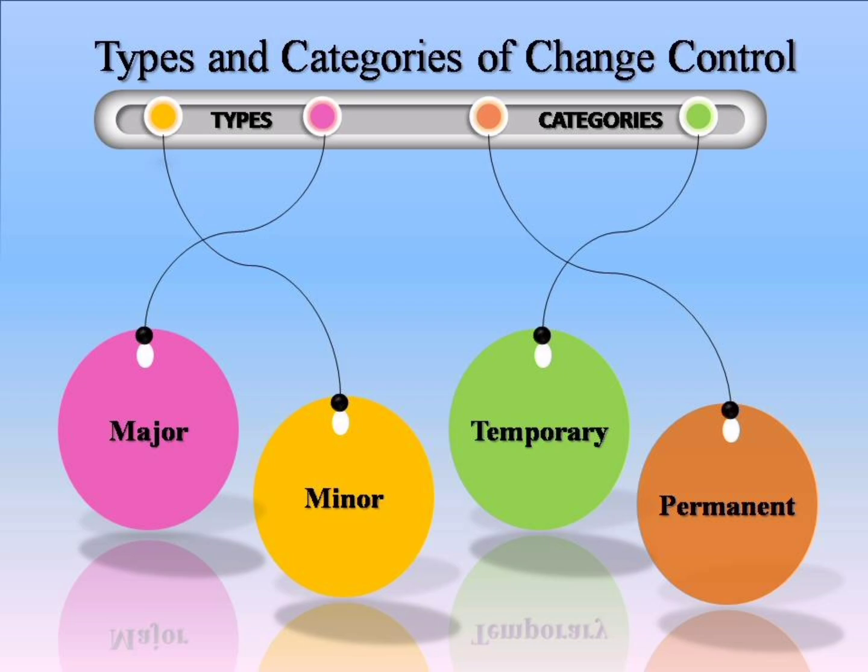In pharmaceutical, basically we have two types of change controls, that is major change control and minor change. Coming to the categories, there are two types of categories. One is temporary change control and the other one is permanent change control.